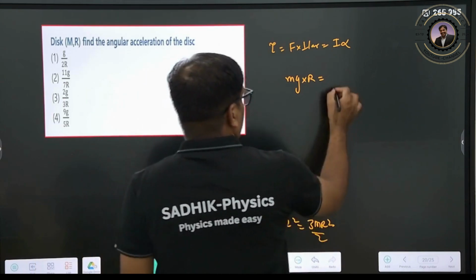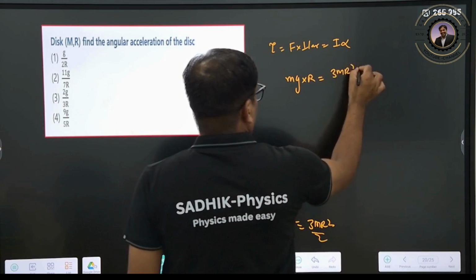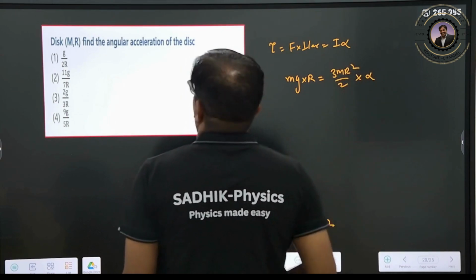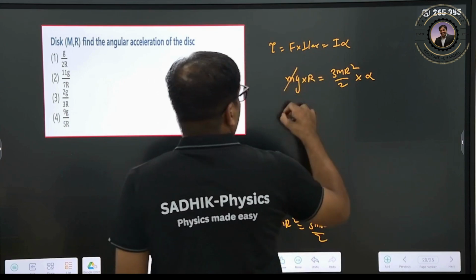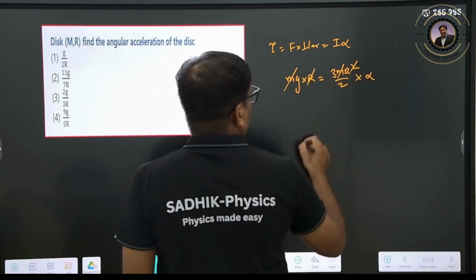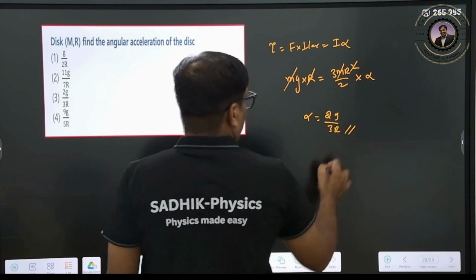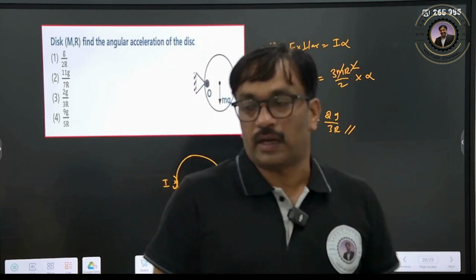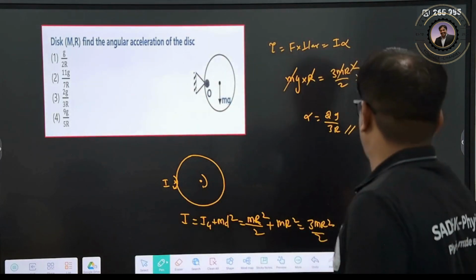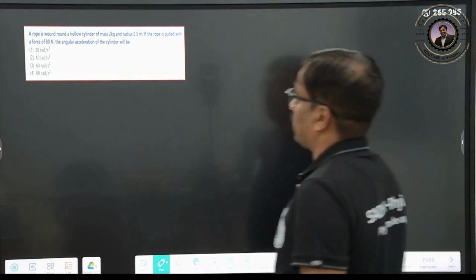So what can you write now? 3 mr square by 2 into alpha. Angular acceleration only, no? Therefore m gets cancelled, one r gets cancelled. Alpha is equal to 2g by 3r, that will be your alpha. Clear? In this way, a simple question, you can calculate it very easily.